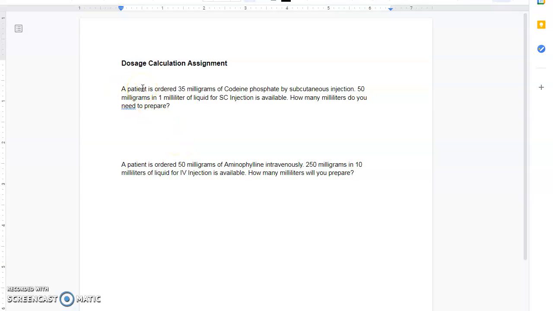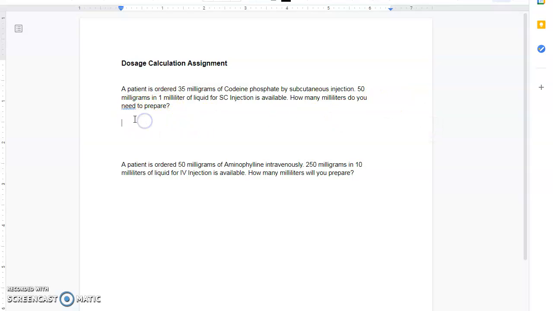So the first thing you need to keep in mind is to always divide what the doctor's ordered over what you have in stock, or what you have available. For this order, number 1, the patient was ordered 35 milligrams, and what you have in stock is 50 milligrams in that 1 mL. Remember, you have to do your conversions. Well, we know 50 divided by 1 is going to be 50, right?